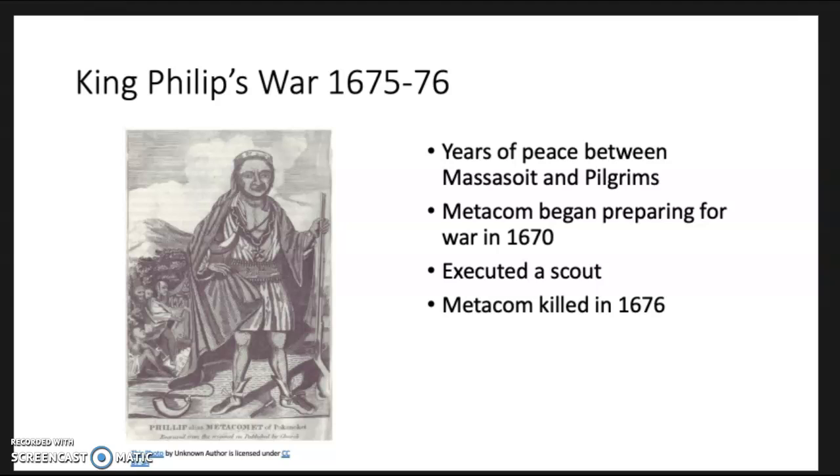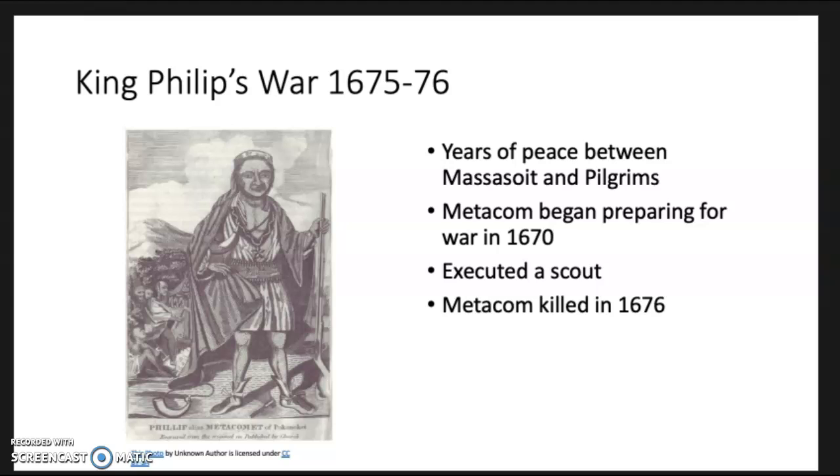King Philip's War, 1675 to 1676. The Native American chief Massasoit and the Pilgrim governor, William Bradford, had made a pact in Plymouth, Massachusetts that created years of peace. However, new generations, led by Metacom, pictured on the left, who was Massasoit's son, forgot about the years of peace that had been established, or didn't understand why the peace had been established. Metacom began preparing for war.